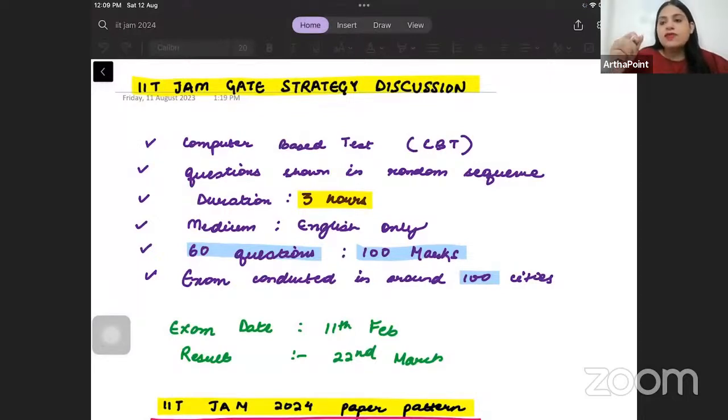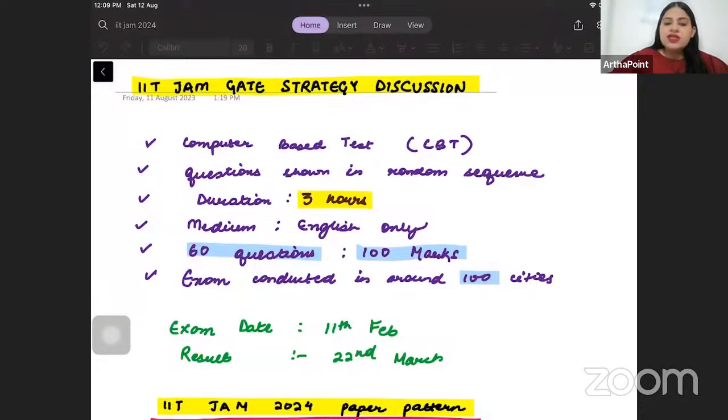Today I will give you complete information about what the syllabus of IIT JAM is, how you can prepare for it, and how you should go ahead and solve the questions. We will discuss everything in detail, and if you have any doubts, we will take those at the very end of the session. To begin with, let us understand the pattern of the IIT JAM paper.